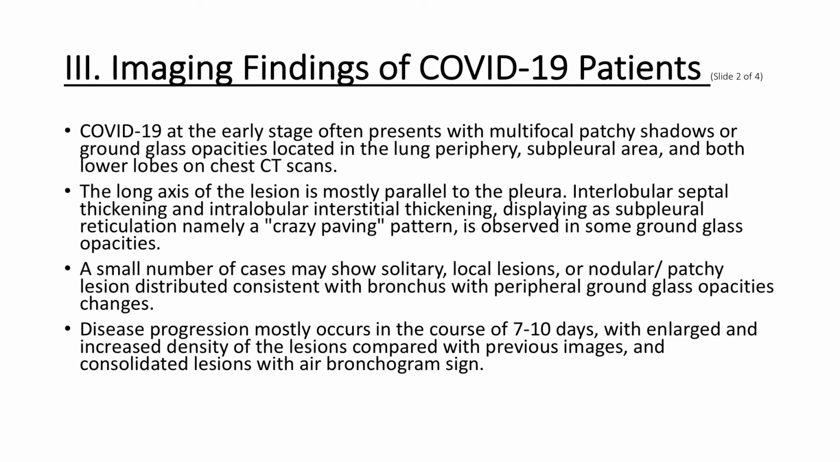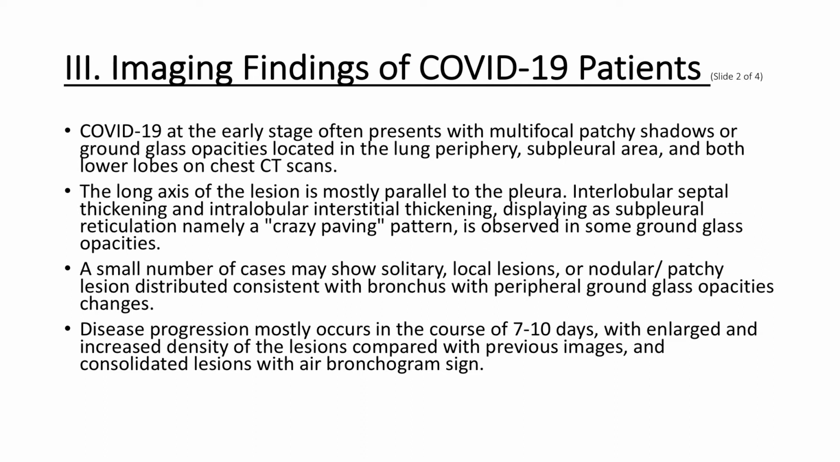Interlobular septal thickening and intralobular interstitial thickening displaying a subpleural reticulation, namely a crazy paving pattern, is observed in some ground glass opacities. A small number of cases may show solitary, local lesions or nodular/patchy lesions distributed consistent with the bronchus, with peripheral ground glass opacity changes.